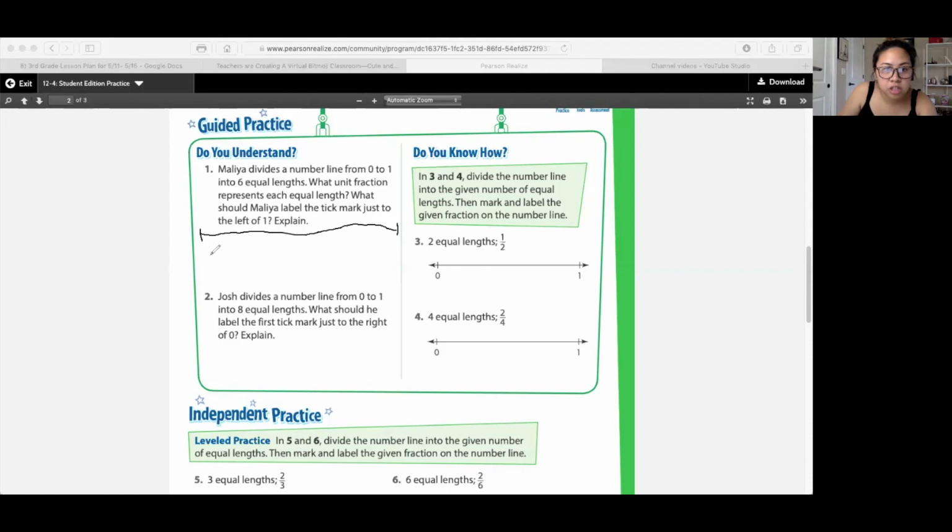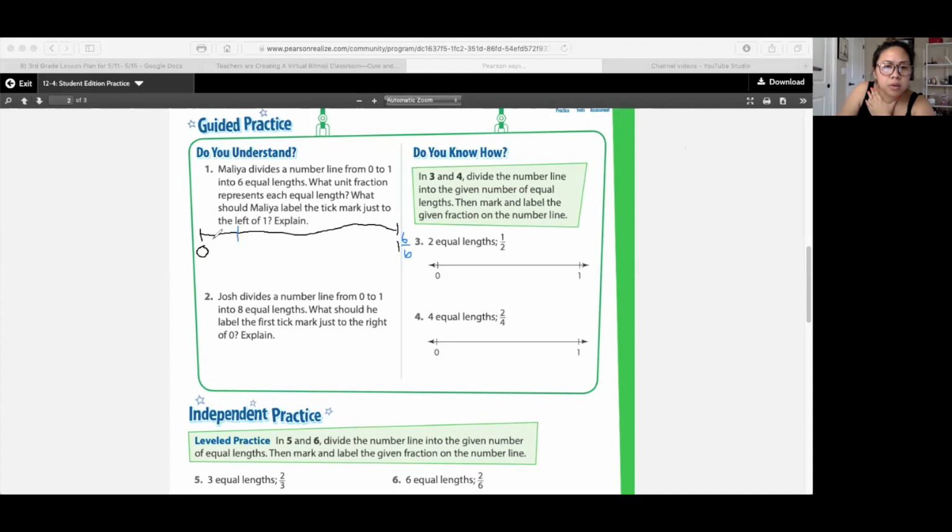So we know she numbered a number line from 0 to 1. Okay, 1 is our whole number. So she divided it into 6 equal parts. So we can already guess that the 1, since we have a denominator of 6, the 1 represents 6 over 6. Okay, and so she cut it into 6 equal lengths.